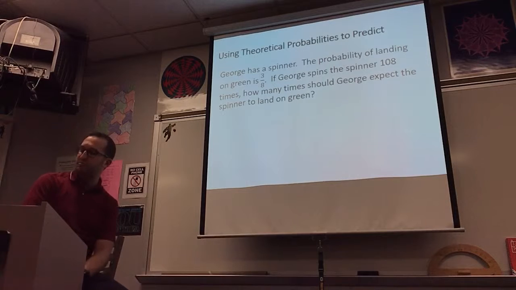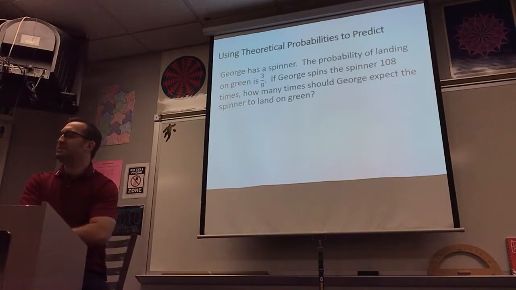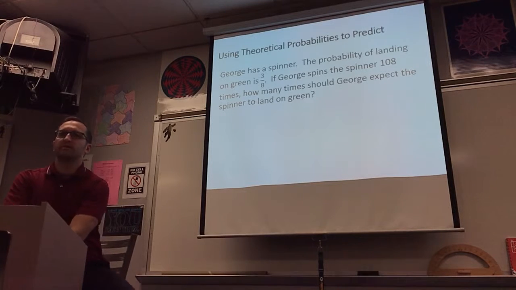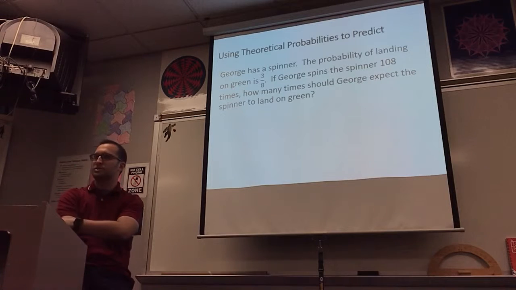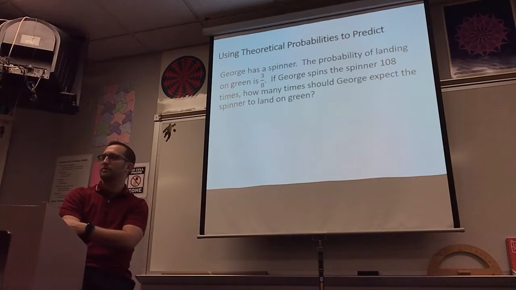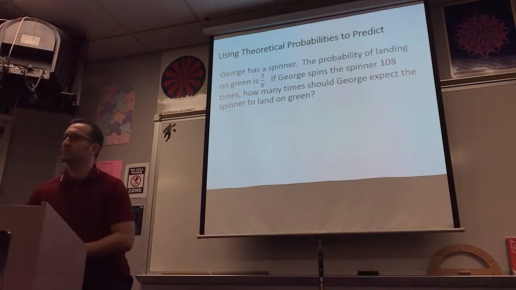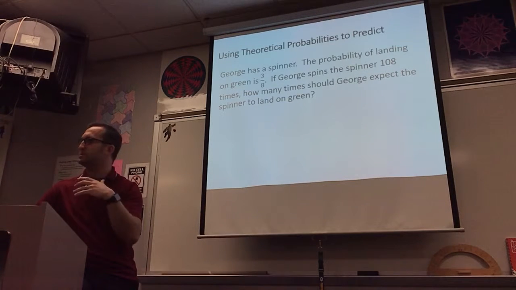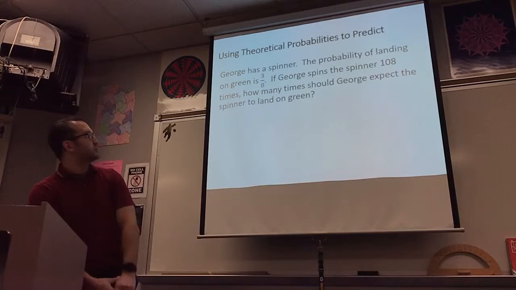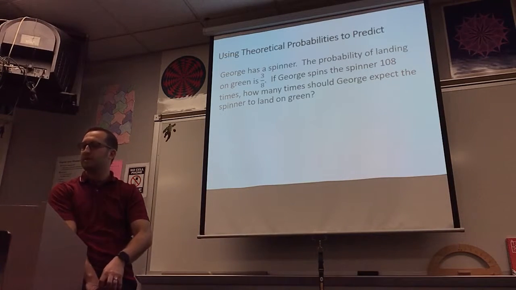So here we go. George has a spinner. The probability of landing on green is 3/8. What does that mean? What does that mean? If the probability of landing on green is 3/8. Yeah, Emery? Exactly. On that spinner, there are 8 spaces and 3 of them are green. If George spins the spinner 108 times, how many times should George expect the spinner to land on green?